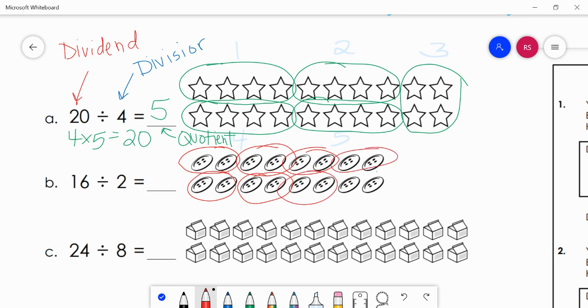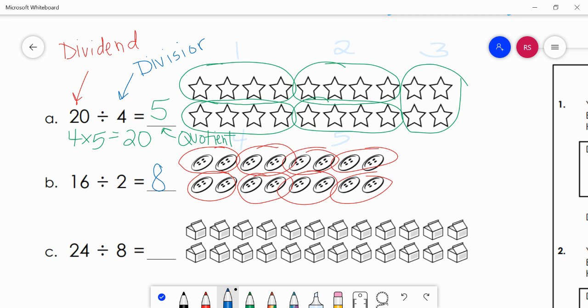Twos. All right, all of my buttons were able to be put into groups of 2. And now let's count how many groups of 2 we have. 1, 2, 3, 4, 5, 6, 7, 8. We have 8 equal groups of 2. So 16 divided by 2 equals 8. This would be me saying, if I am sitting down at my table and I'm sharing these buttons with another friend, I'm putting one in their pile, I'm putting one in my pile, right?